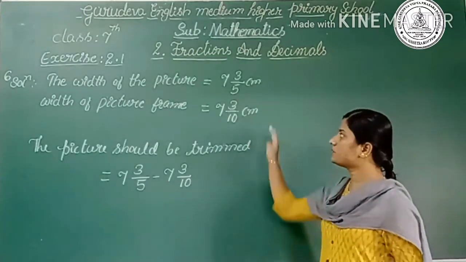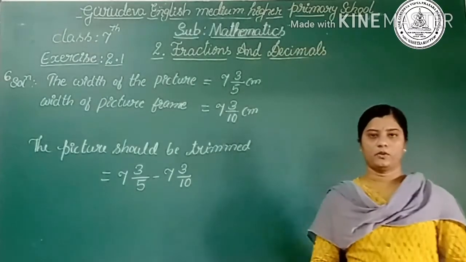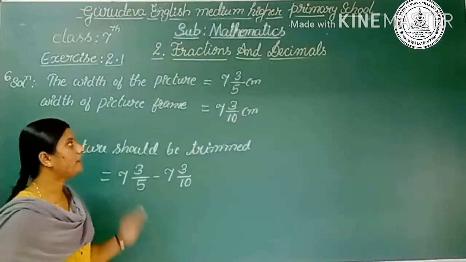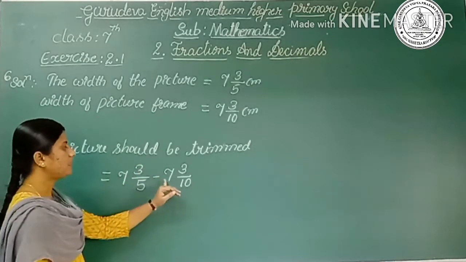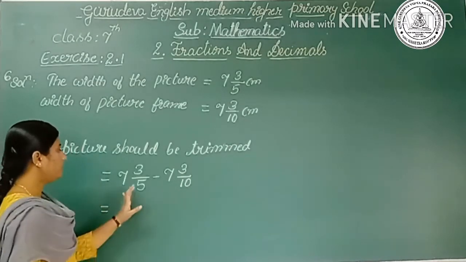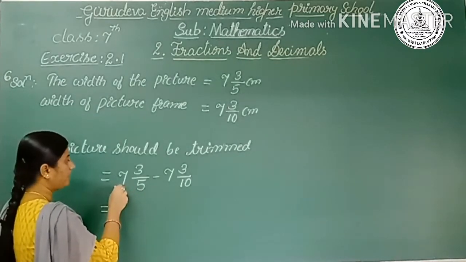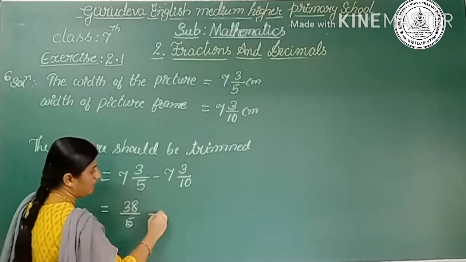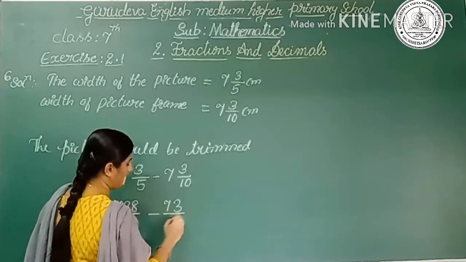So what we have to do is just subtract. By how much should the picture be trimmed? Okay, then let's find out. Subtract the given widths of the picture and the picture frame. So 7 whole 3 by 5 minus 7 whole 3 by 10. Let's subtract here. 7 whole 3 by 5, convert into an improper fraction: 7 fives are 35, 35 plus 3 is 38 by 5, minus 10 sevens are 70, 70 plus 3 is 73 over 10.